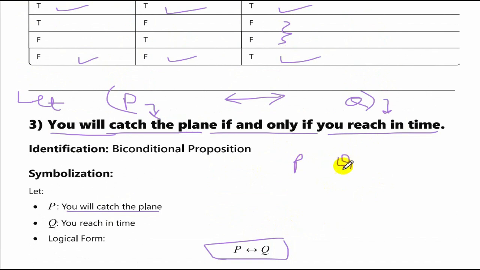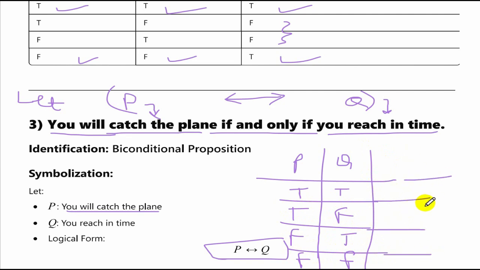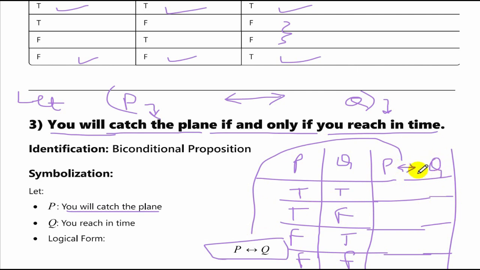P, Q. Now this is the standard format: true, true, true, false, false, true, false, false. Okay. Now I'll wait 3 seconds for each answer. You can give the answer quickly, so you know that you are keeping up with me. Now what will come here? P. The entire symbol will come here.